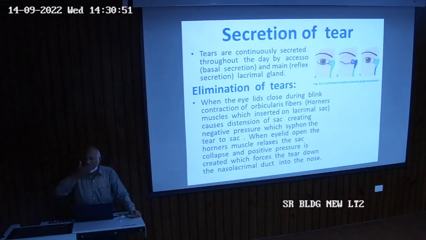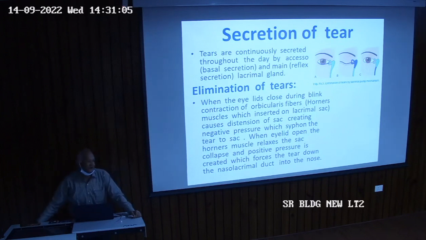So the tears, the aqueous in the lower fornix and this is the punctum. The distension of this creates a negative pressure. The punctum, the canaliculi and the sac are filled up with tears by the negative pressure. This is during the blink.